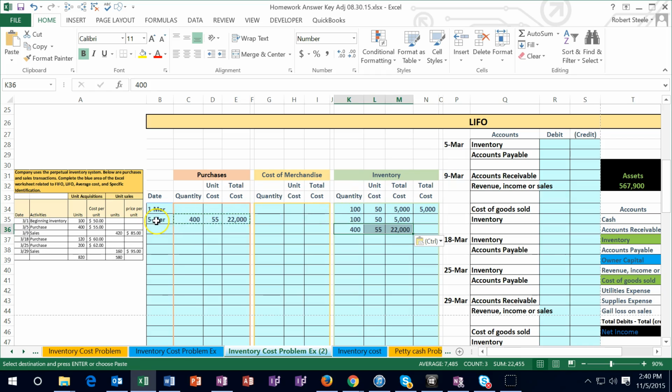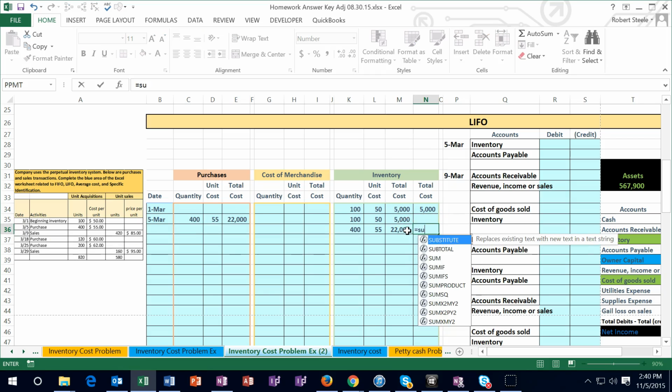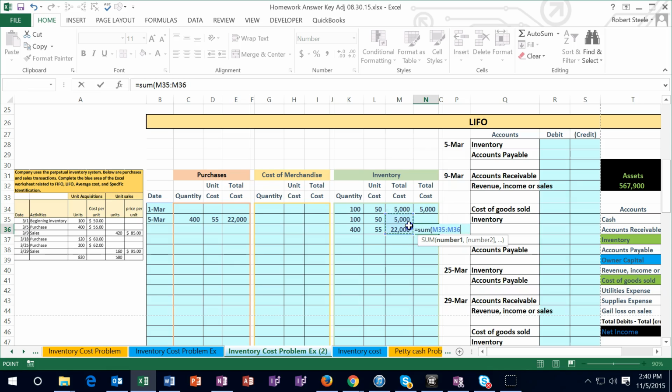Because as of this date, as of this line, we have 100 units at 50 and 400 units at 55. Therefore, the total in dollars is going to be the sum of these two. So I'm going to put that formula here, equals SUM, and I'm adding up the 5,000 and the 22,000, giving us, control enter, 27,000.